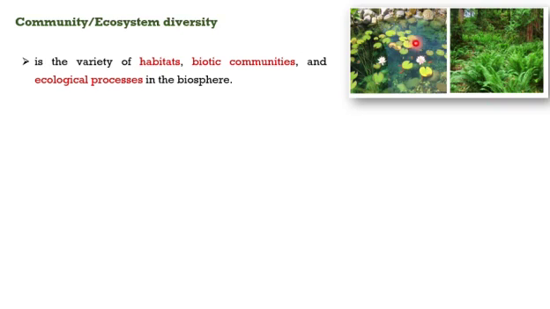And biotic communities means the living organisms that are present in this pond and the living organisms that are present in the forest. So you have plants, fishes, plankton, algae, all these things you can find in a pond. In a land terrestrial forest you can find grass, trees, animals, wolves, lions, all these things. So, ecological processes in the biosphere.